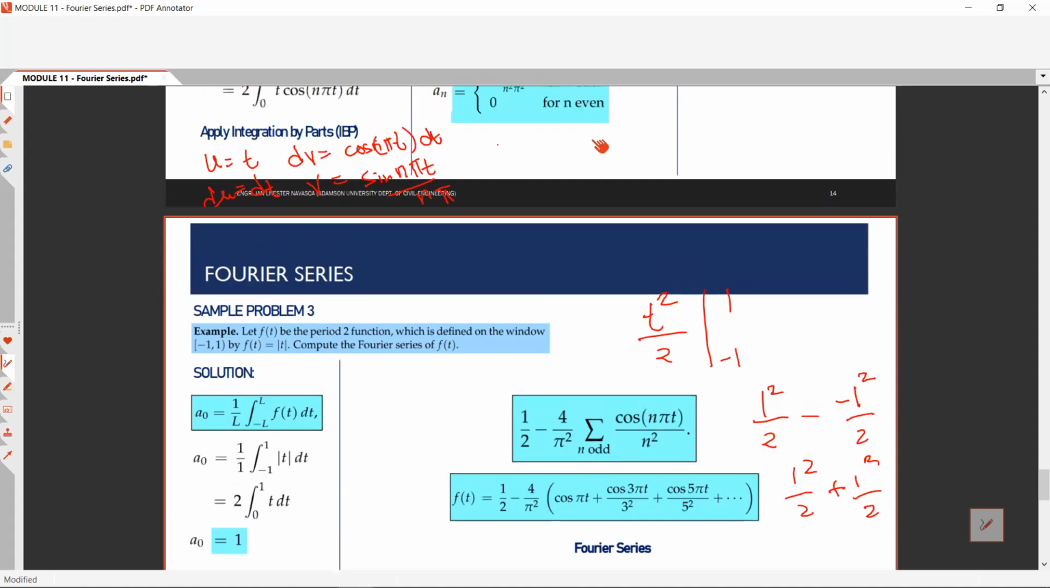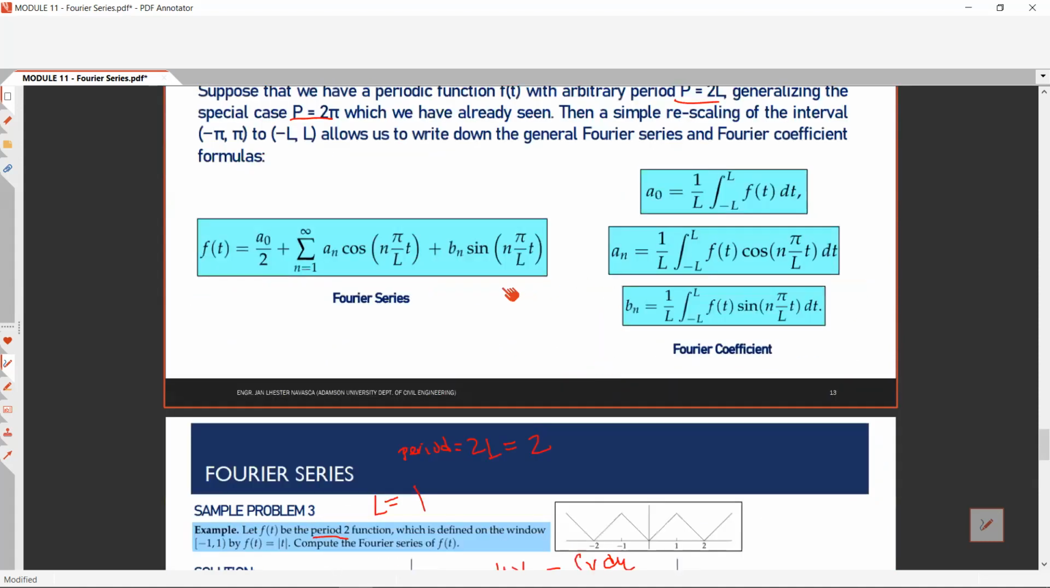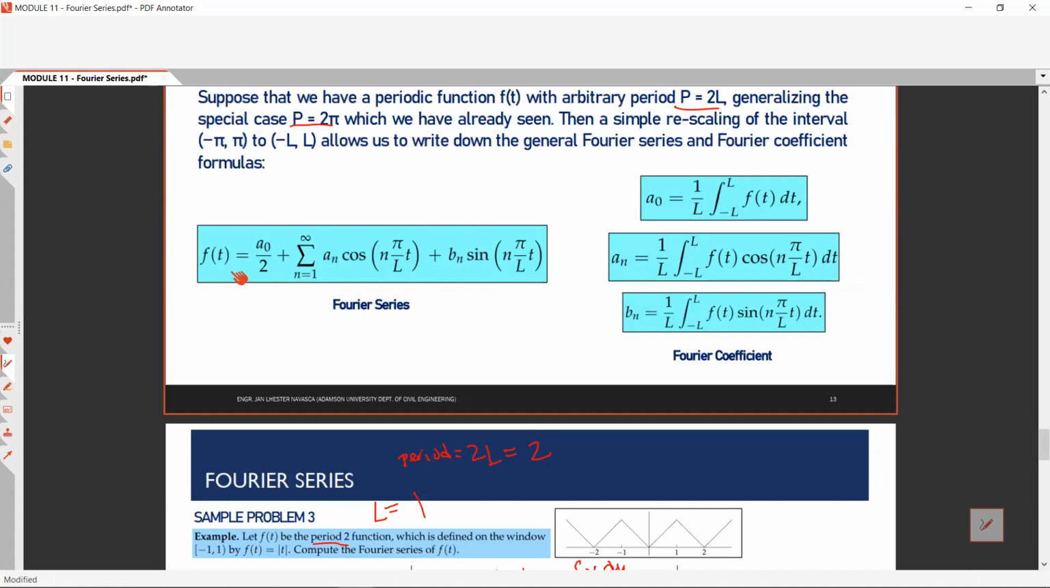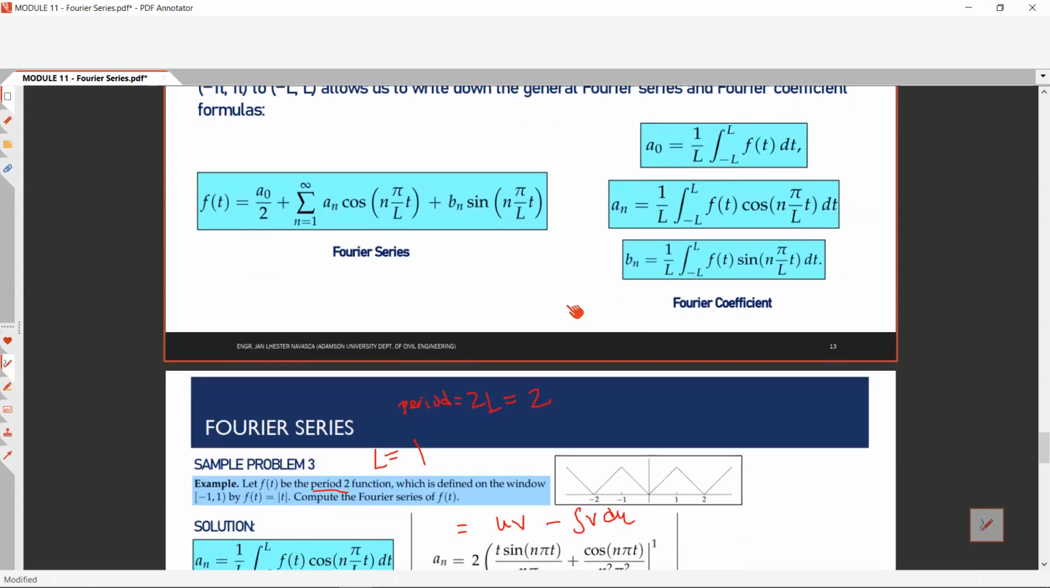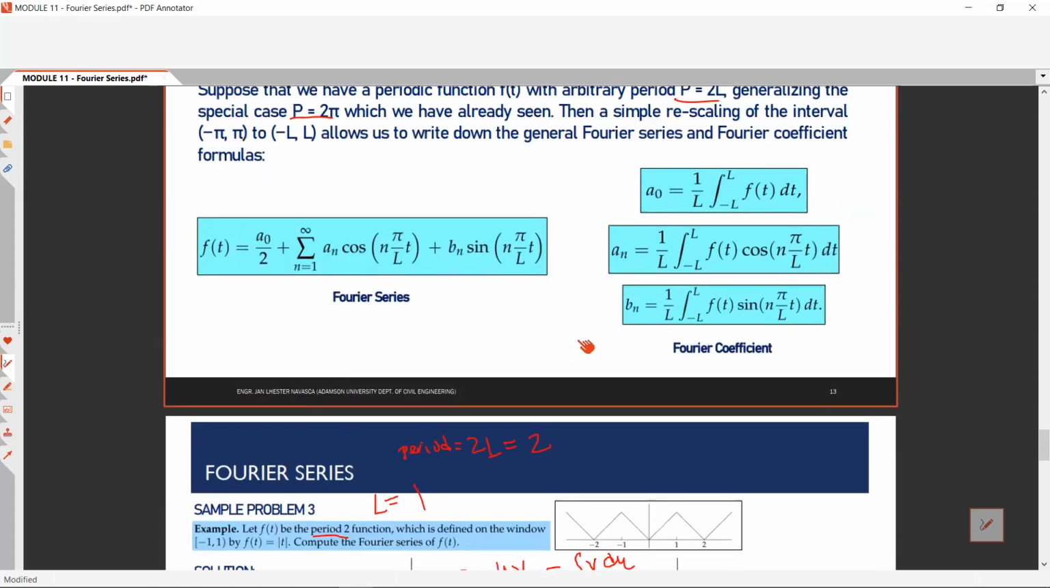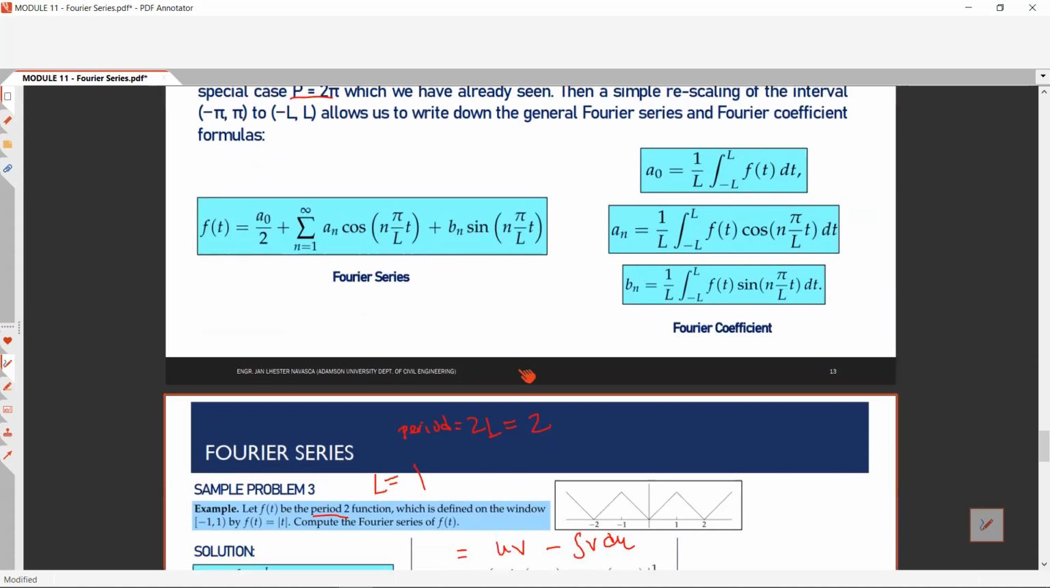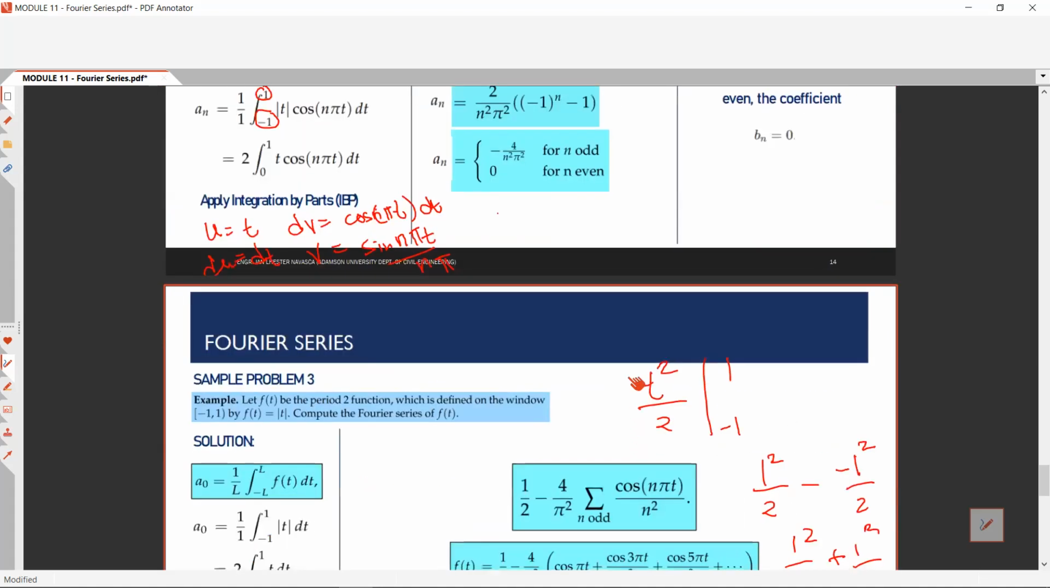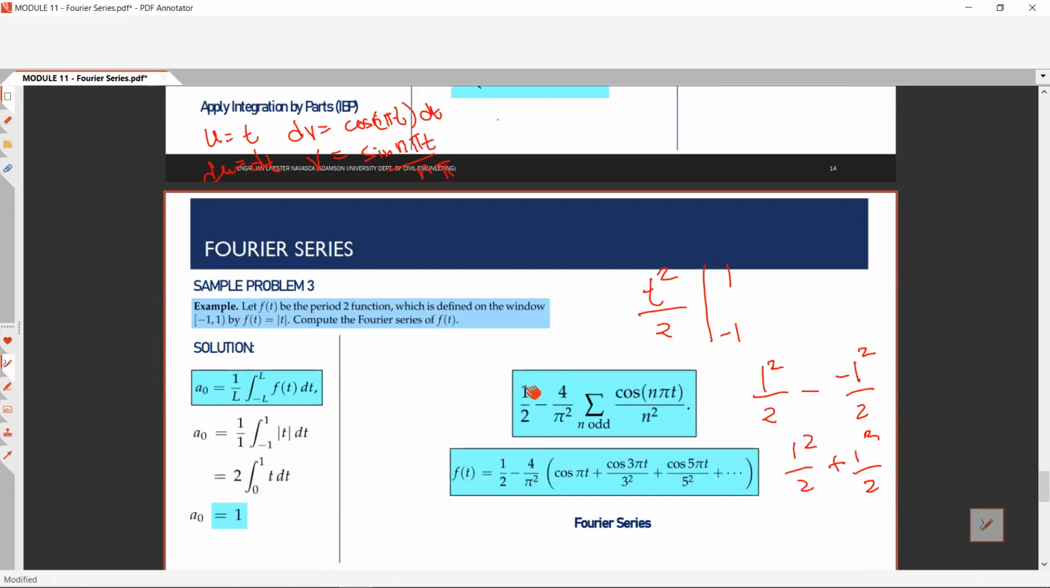So going back to your original general formula for the Fourier series, you have your a sub 0, you have your a sub n, you have your b sub n. Whereas your b sub n is equal to 0, because your function is an even function. Okay, an even function. So therefore, your function is 1/2.